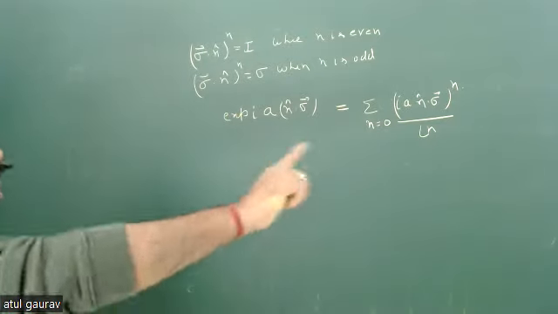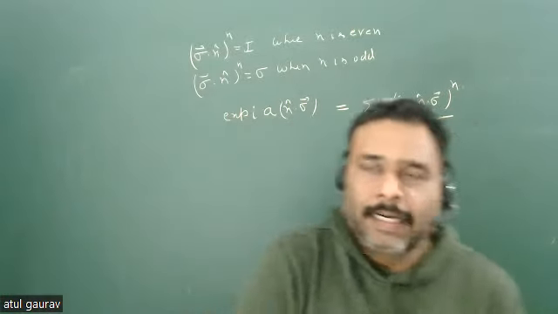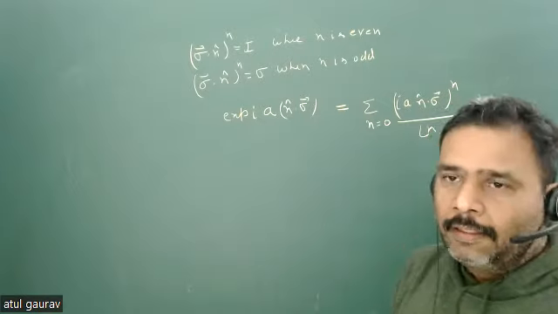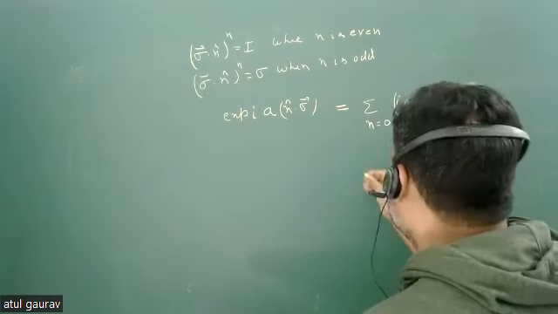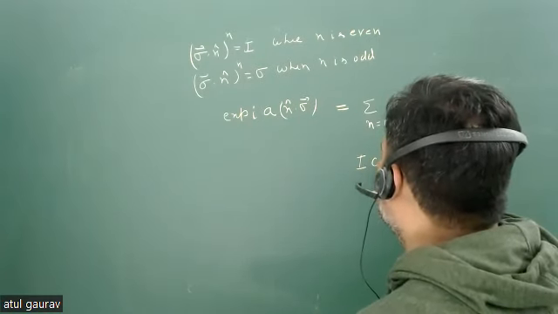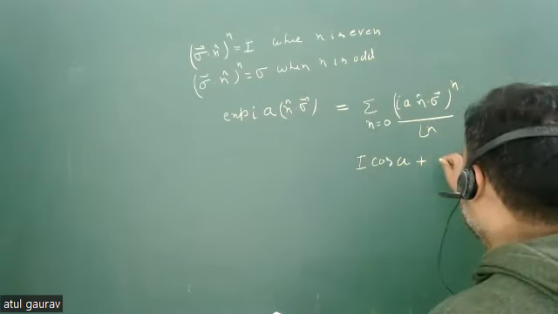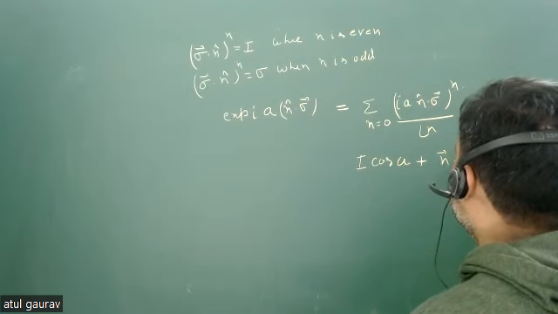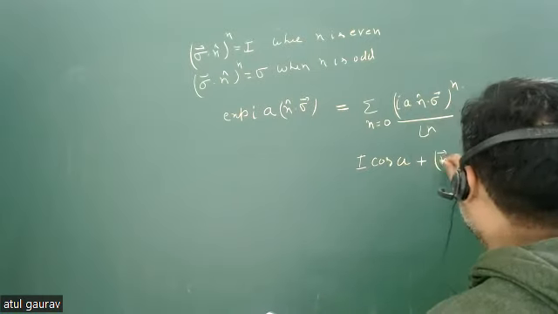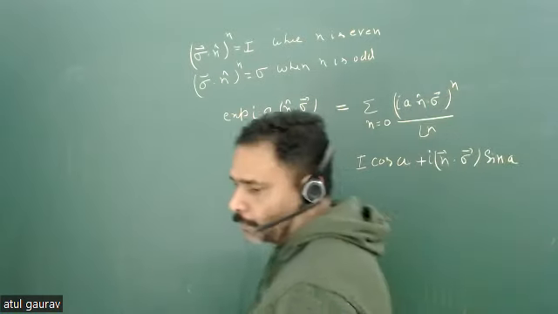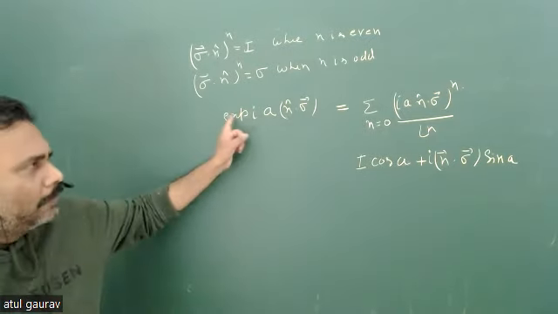And if you have this sort of information, then you can collect the odd terms together and the even terms together, and you will have a very nice thing, and that you will get the identity: cos of a plus i n dot sigma sine of a. So you can use this particular proof. You can easily do this thing.